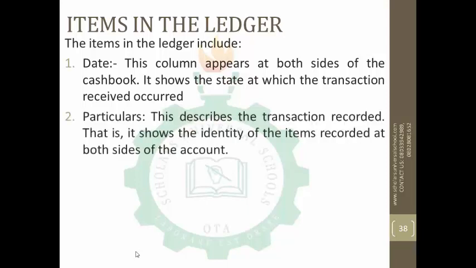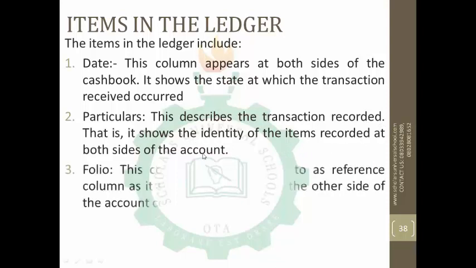So the next thing is particulars. Now, when we talk about particulars, particulars is talking about the details. Give me the particulars. Give me the details of those transactions. Okay, on the 3rd of June, you made payment for school uniform. You paid for your tuition. So particulars is a section that is used to describe the transaction recorded. That is, it shows the identity of the items recorded at both sides of the account.